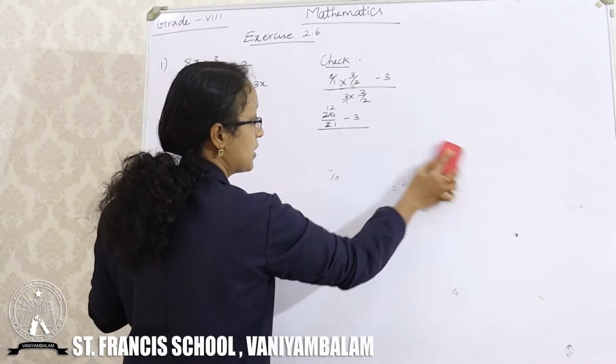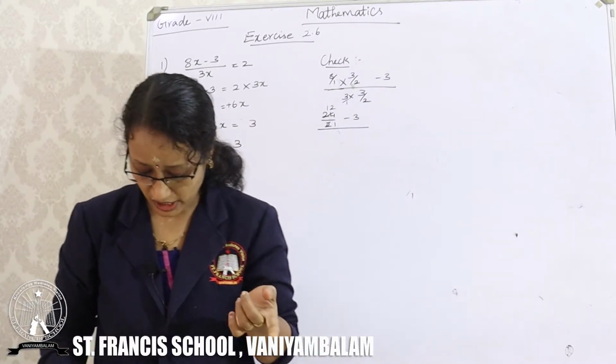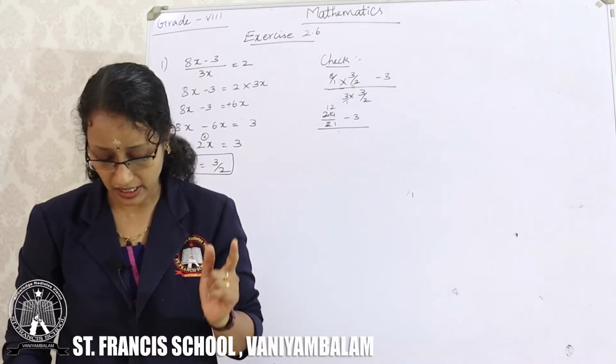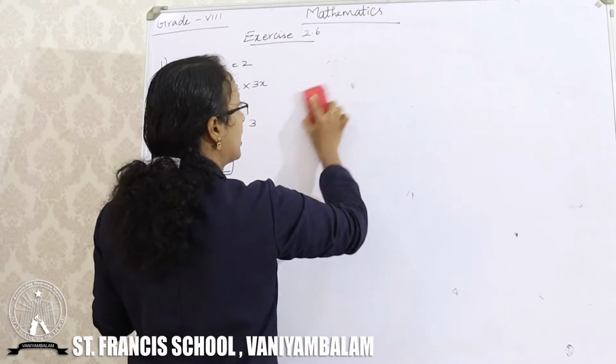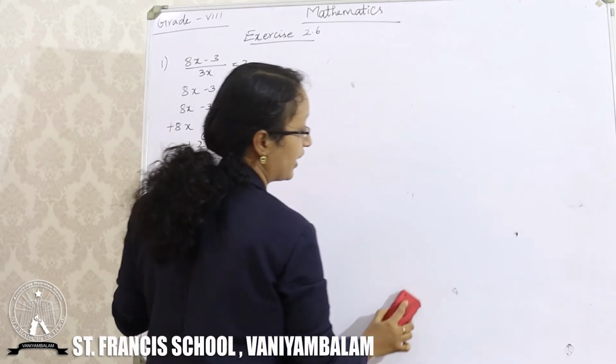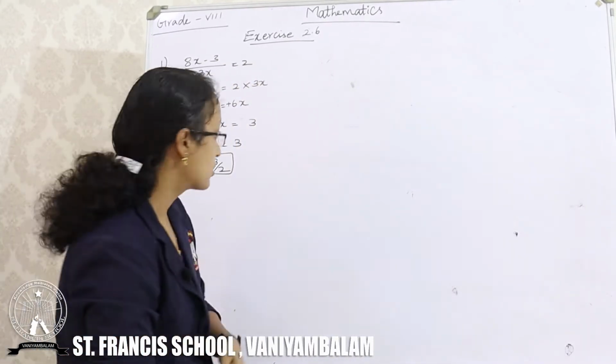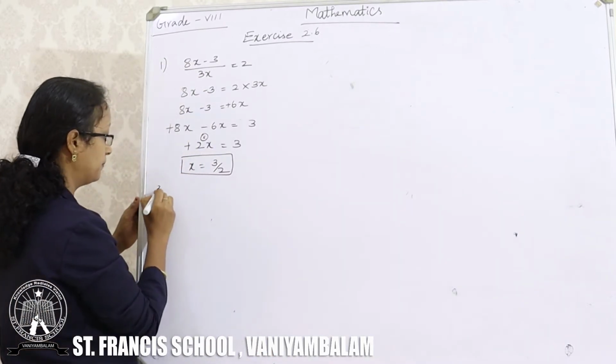Shall we do the second problem? Our second problem is division. 9x by 7 minus 6x is equal to 15. I'll just give the equation. You can solve it and find the x value. So how will you do it? Second problem.